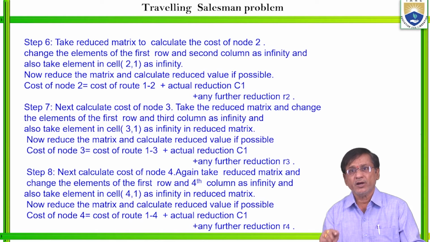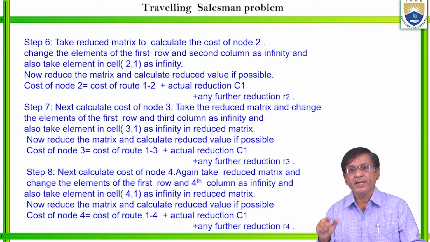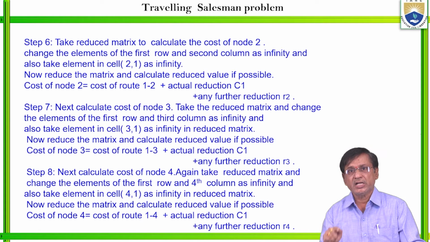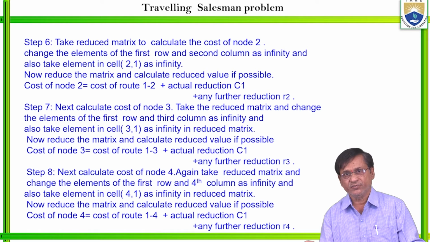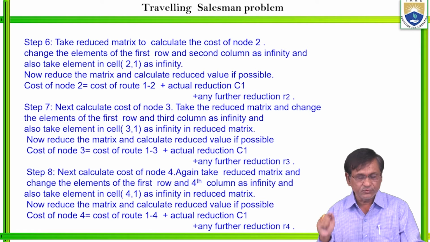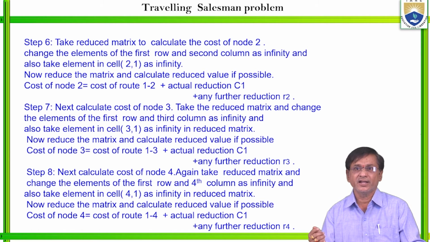After that, again, we have to calculate the cost of node 4. For finding out the cost of node 4, again take the reduced matrix and change the elements of the first row and fourth column to infinity, and also the element in cell 4-1 to infinity. And now check if there is any possibility to reduce that matrix further. If it is possible, calculate the reduction value. Now we can calculate the cost of node 4, that is equal to the cost of route 1 to 4 plus the actual reduction plus any other reduction corresponding to that modified matrix.